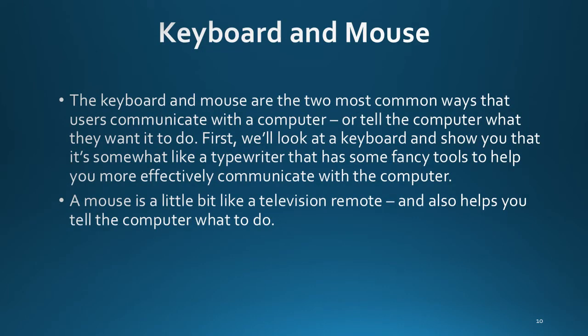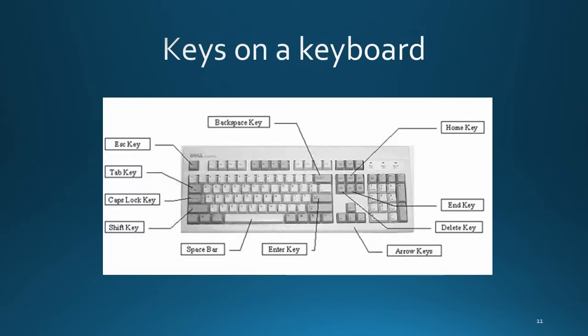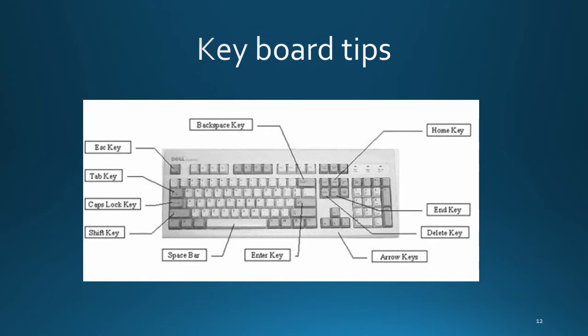Keyboard and mouse. The keyboard and mouse are the 2 most common ways that users communicate with a computer or tell the computer what they want it to do. First, we'll look at a keyboard and show you that it's somewhat like a typewriter that has some fancy tools to help you more effectively communicate with the computer. A mouse is a little bit like a television remote and also helps you tell the computer what to do. The following slides will show you the keys on a keyboard and also show you some keyboard tips.